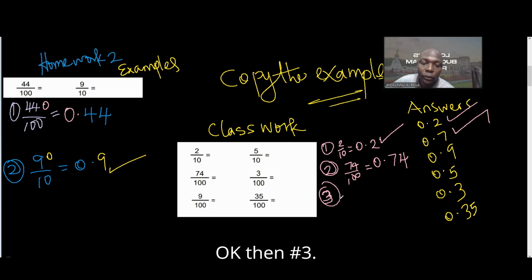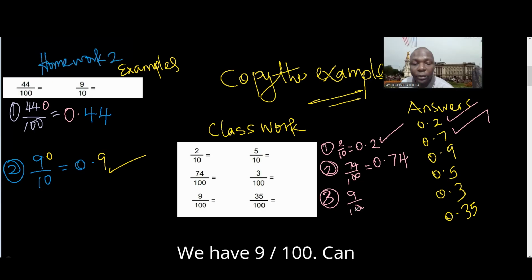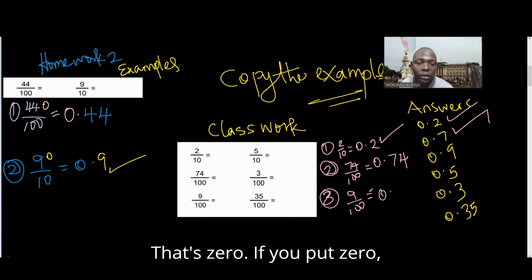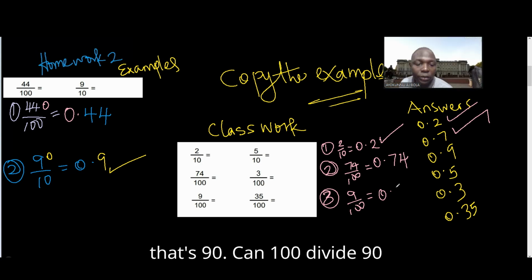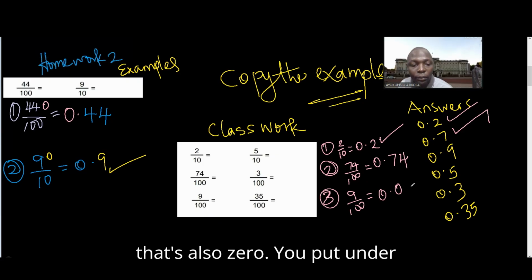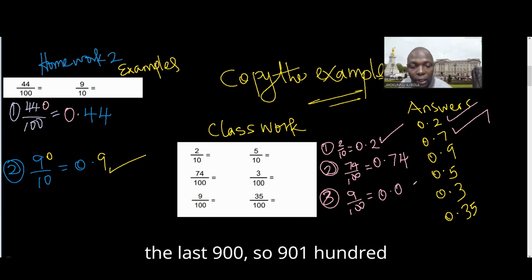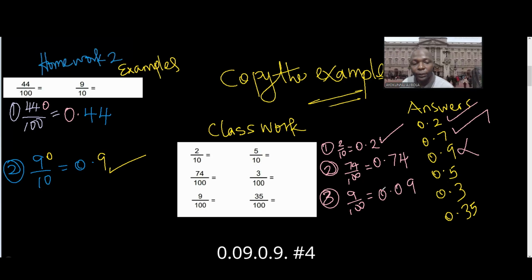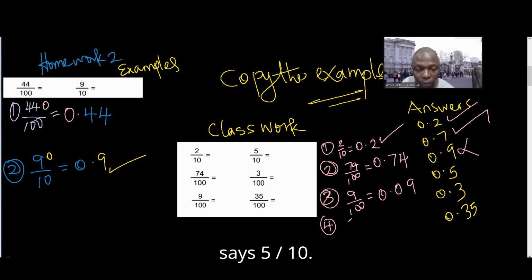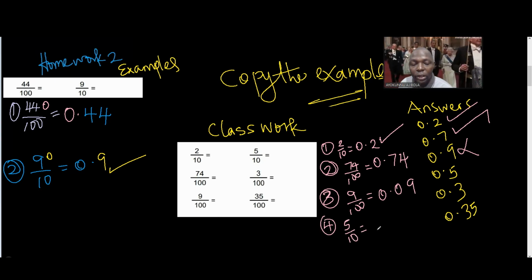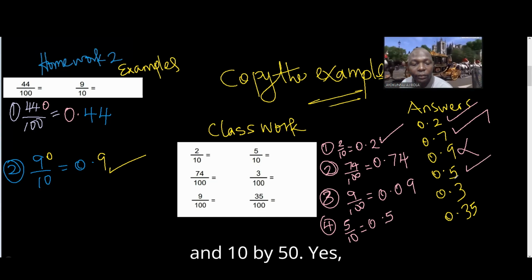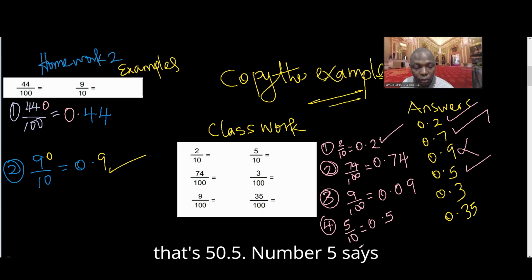Okay. Then number 3, we have 9 divided by 100. Can 100 divide 9? That's 0. If you put 0, that's 90. Can 100 divide 90? That's also 0. You put another 0, that's 900. So 100 in 900 is 9. So it's 0.09, not 0.9. Number 4 says 5 over 10. Can 10 divide 5? That's 0. Then can 10 divide 50? Yes, that's 5. 0.5.